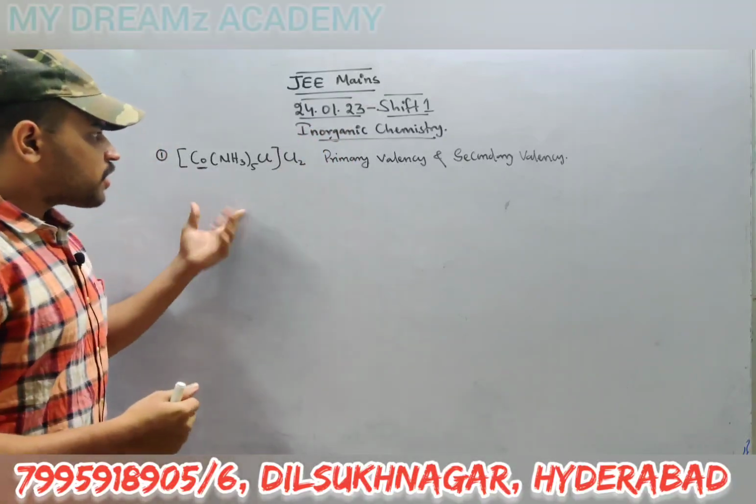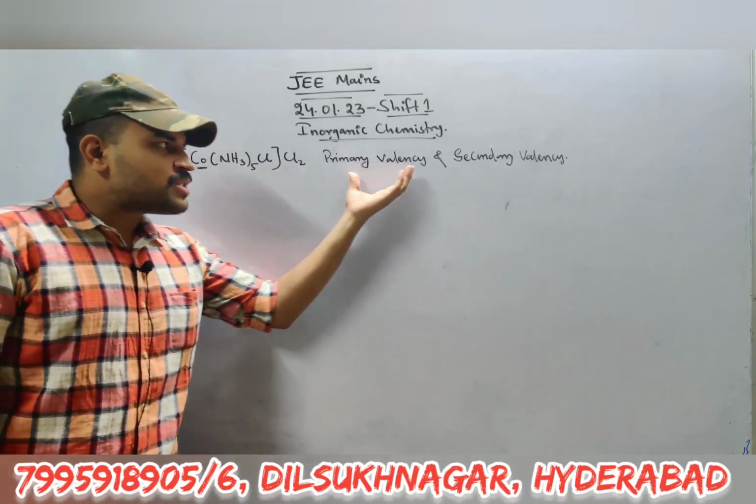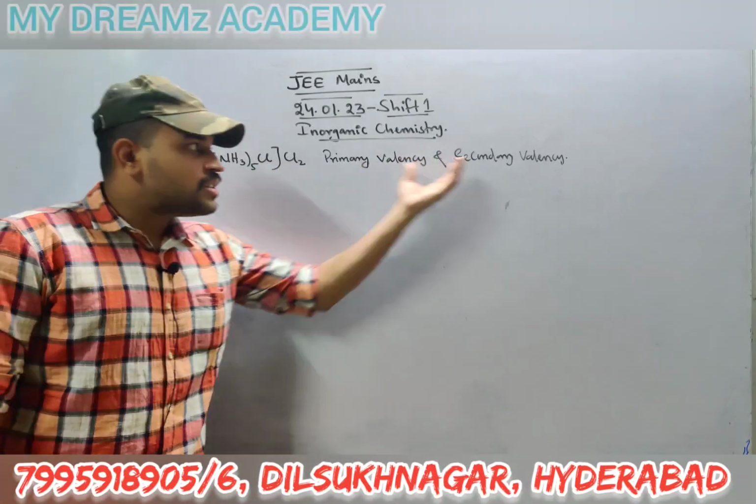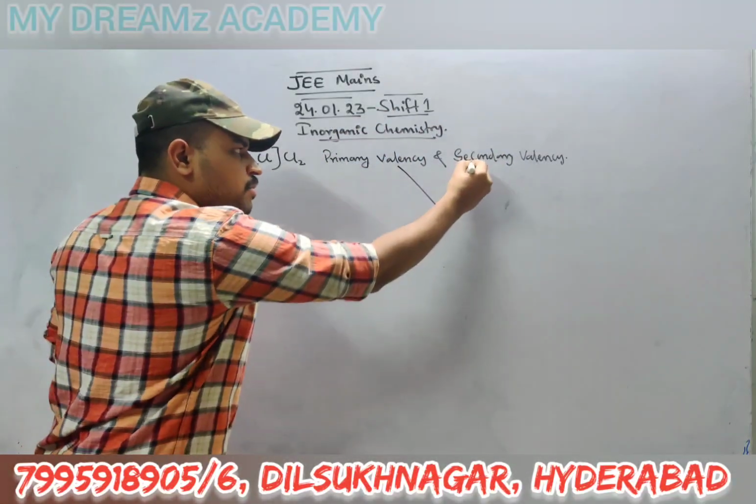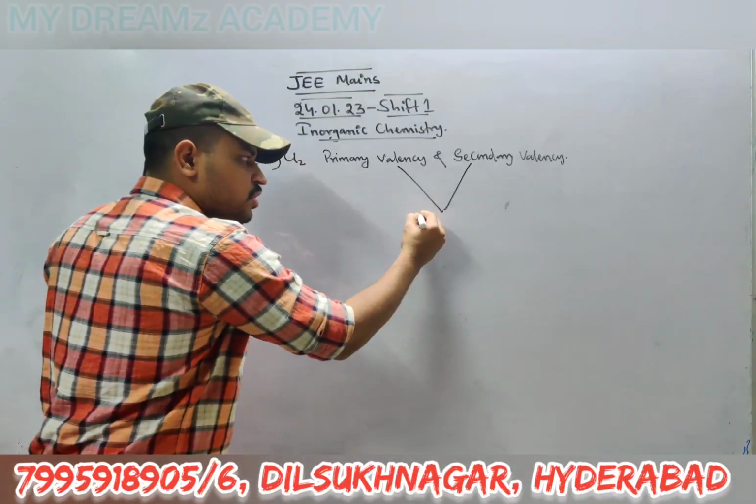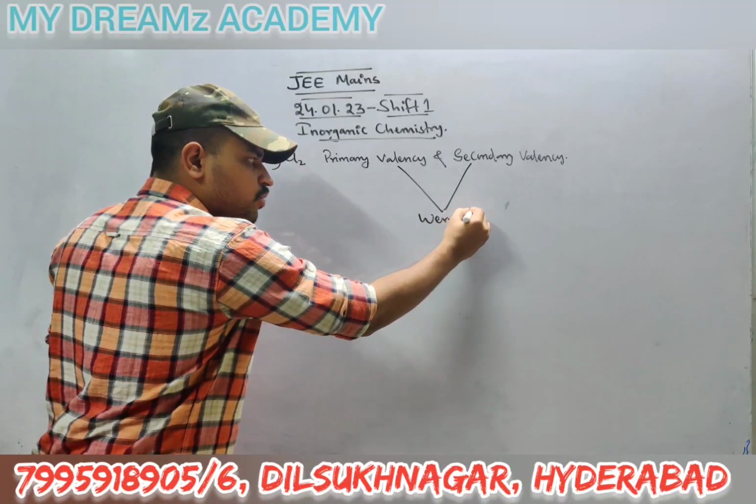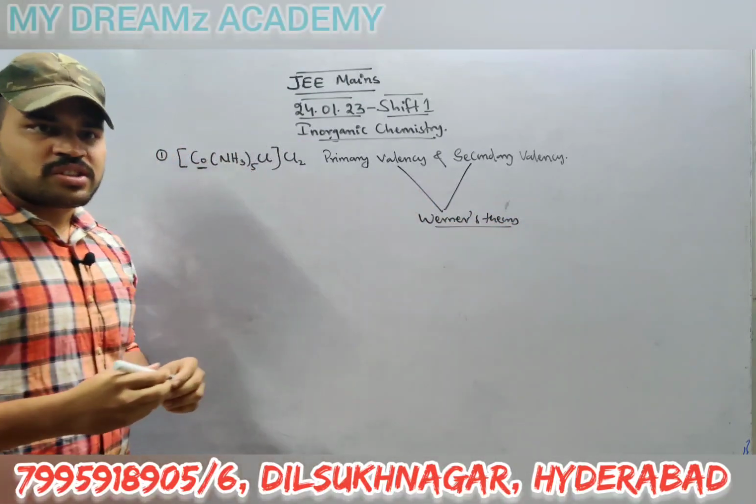Okay, so first question, they have given a coordination compound. For this coordination compound they are asking to calculate the primary valency and secondary valency. So according to which theory can we calculate primary and secondary valency? We have read it in coordination compounds: through Werner's theory. Werner's theory is going to tell you about primary valency and secondary valency.